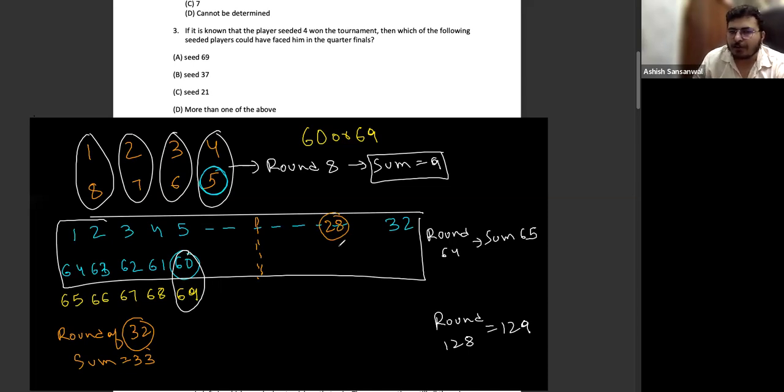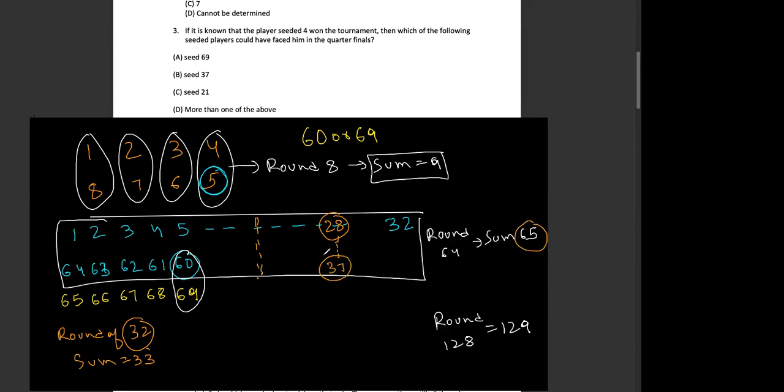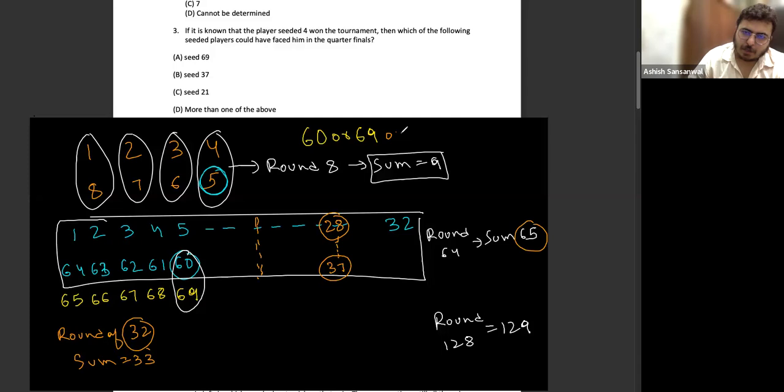Yes. And who will be the opponent of 28 as per this sum? You can say that will be 37. So can you say the opponent of 4 can be 28 or 37 too? So as of now, you can say two options are there which satisfy this condition. Your answer is more than one of these. Now you got the pattern. I think you like this pattern, the sum part.